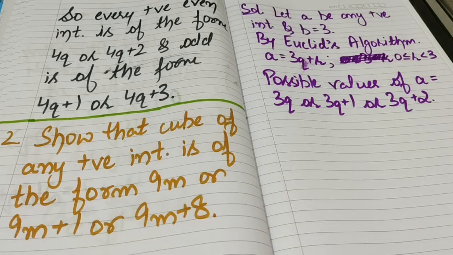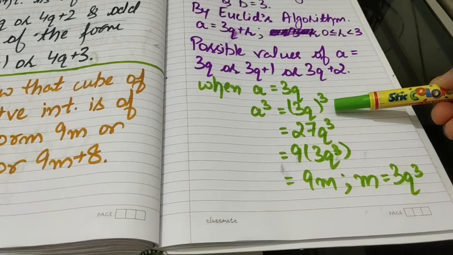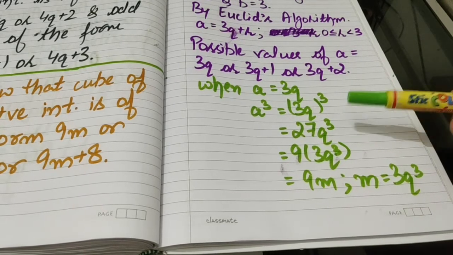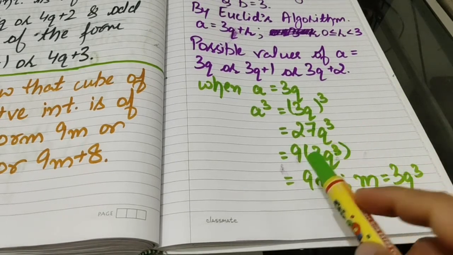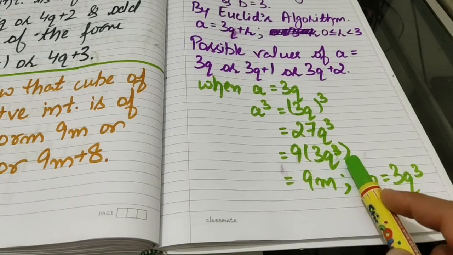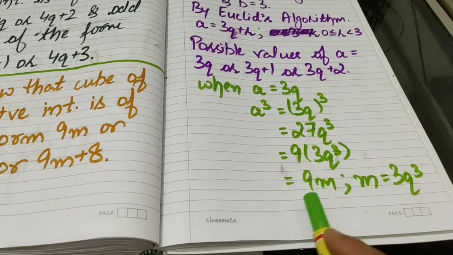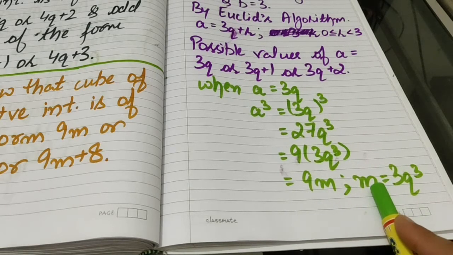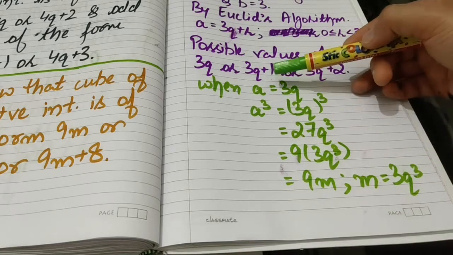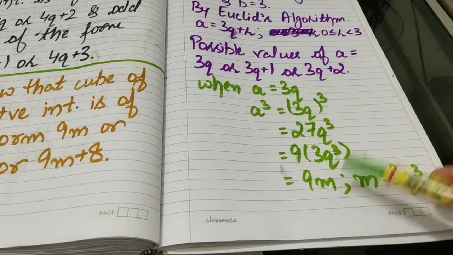So let us start with a equals 3q. Then a cubed will be 3q the whole cubed, that is 27q cubed. In 27q cubed we can take 9 common and we are left with 9 into 3q cubed, which is 9 into something. That's why we have expressed it as 9m, where the value of m is 3q cubed. So that is how we have expressed the cube of a as 9m, which is a multiple of 9.